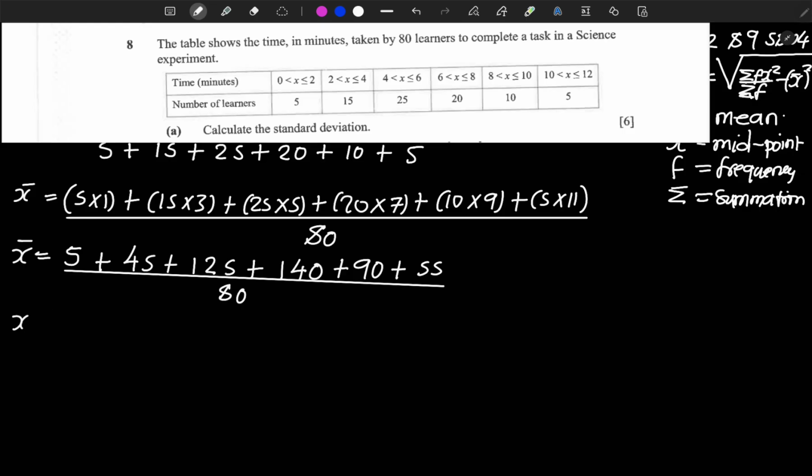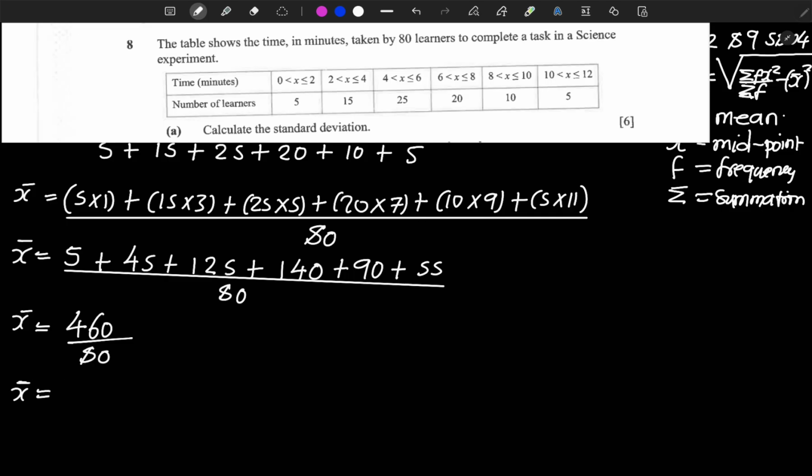So we can add the numbers on top. 5 plus 45 plus 125 plus 140 plus 90 plus 55. So I'm getting 460. So make sure you are careful because a simple mistake can be costly.